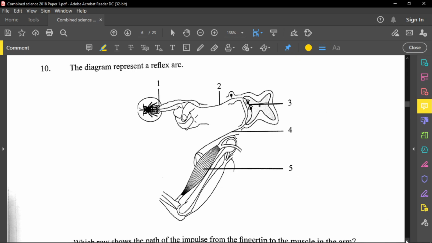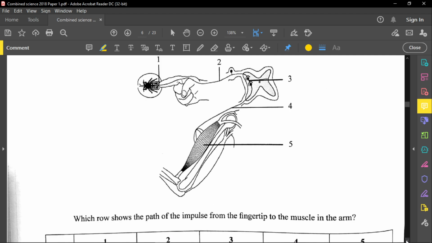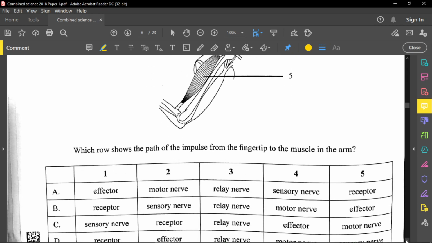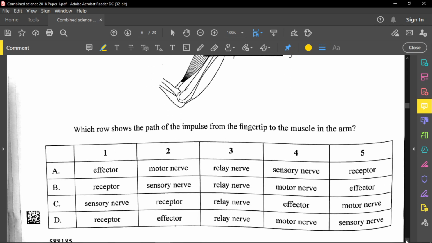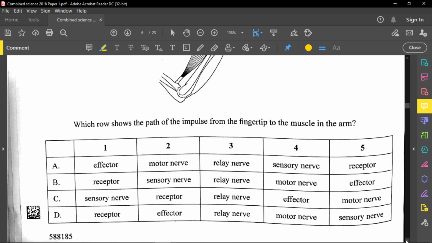All right, so now let's go to what they're asking us. They said, which row shows the path of impulse from the fingertip to the muscle in the arm? The first thing you should have there is a receptor, or at least a sense organ. So the one that starts with receptor will be your answer. So only B or D could be the answer. After receptor comes our sensory neuron. So sensory neuron is next, and B looks like the good answer right here.